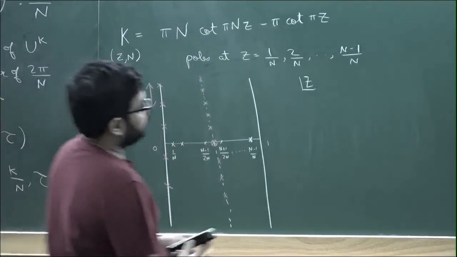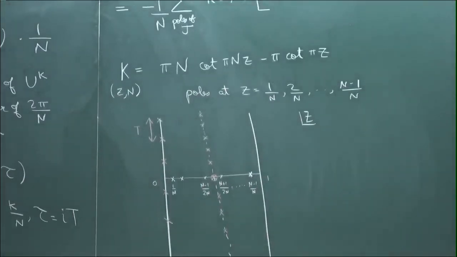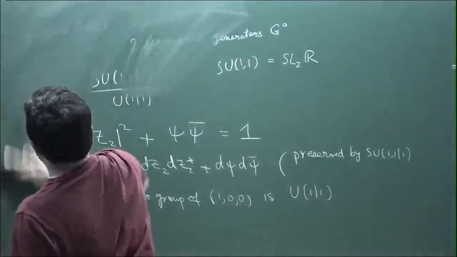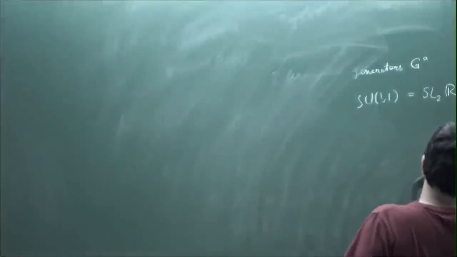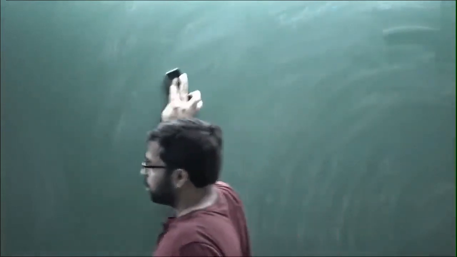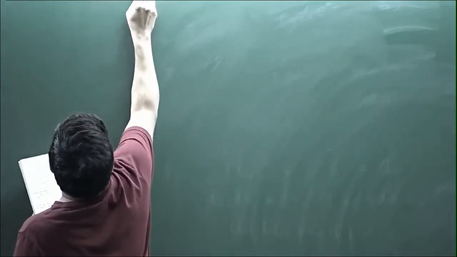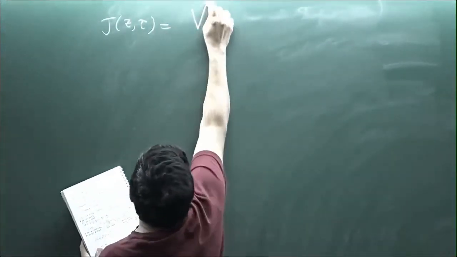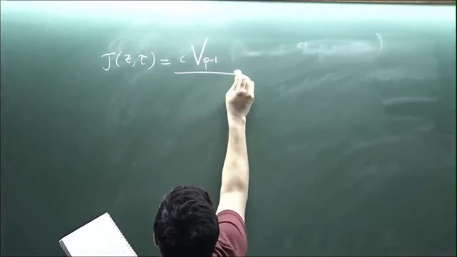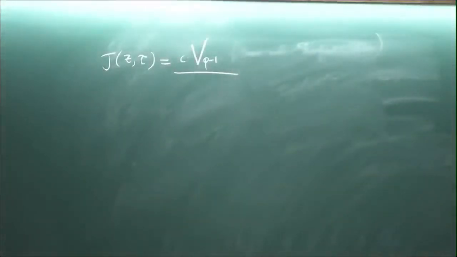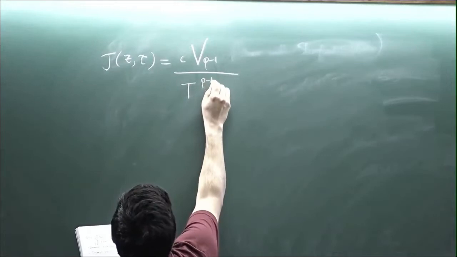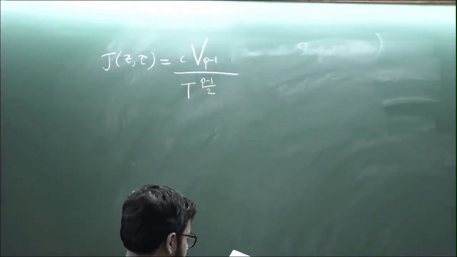Okay, and what is j? J is of course where all the fields and the eta functions and so on are hiding. So j of z comma tau equals some constant like pi and so on, times V_{p-1}. This is the volume of these p minus 1 directions, because there are zero modes of the open string along these directions. Divided by t to the (p minus 1) over 2. This comes from, again, momentum integrations along those same directions.